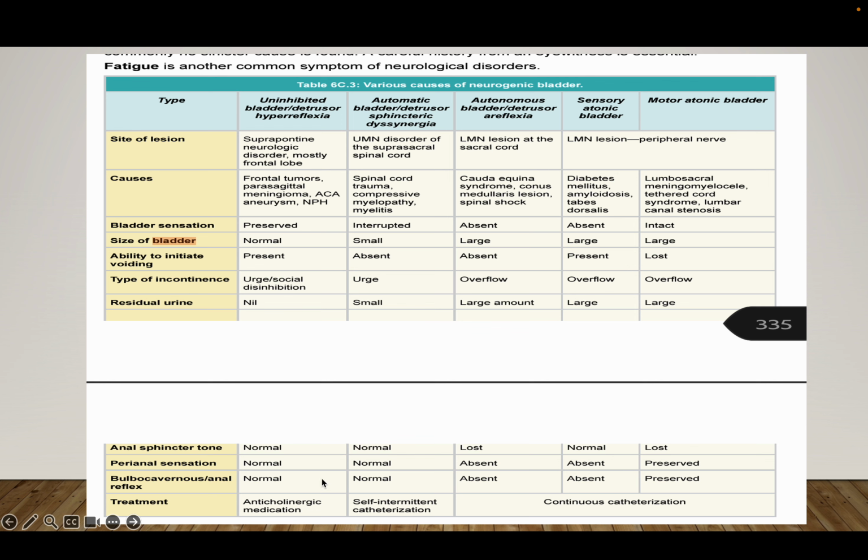Sphincter tone and perianal sensation are all normal. Bulbocavernosus reflexes are all normal. Generally they don't have any loss of superficial reflexes, which are all normal in a UMN kind of lesion. So generally intermittent self-catheterization is required in these cases. Next, the autonomous bladder, or detrusor areflexia.